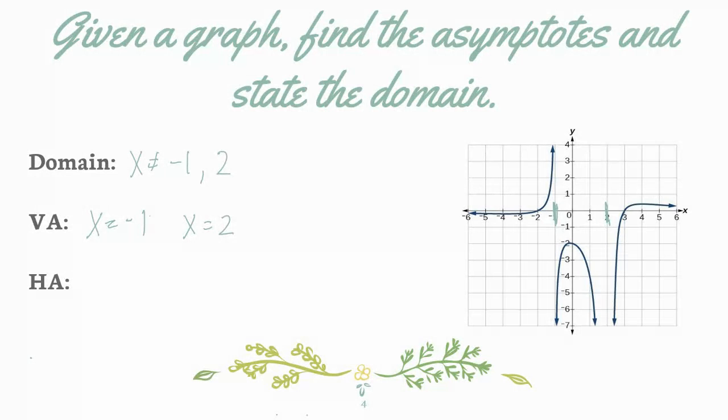And it does not appear that I have a horizontal asymptote at all, at least from looking at the graph. Again, I don't have the function to know for sure, but looking at the graph, it does not appear that I have one. So I'm going to leave that blank, or I could write none. Either one is fine, okay? So first we need to be able to look at the graph, find the asymptotes, and state the domain.